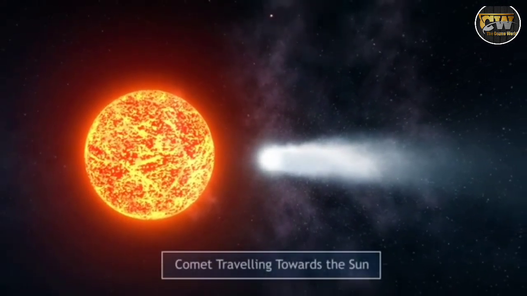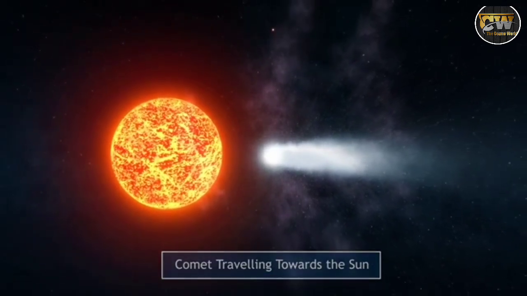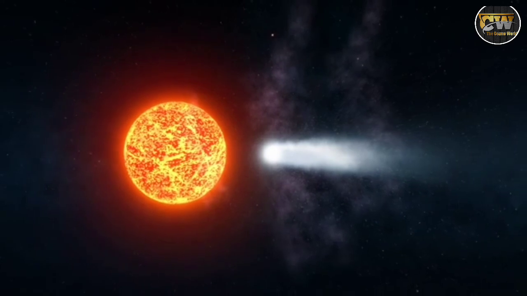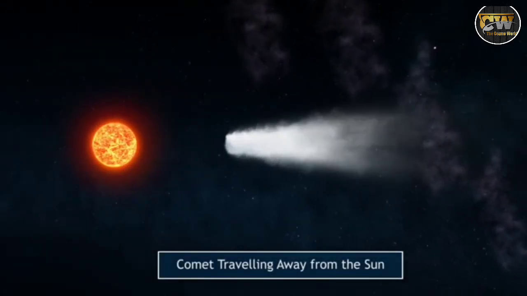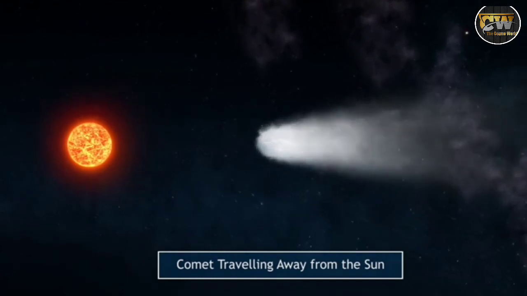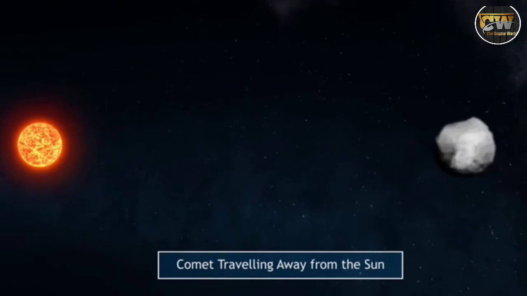So, if a comet is traveling towards the sun, then the tail will follow behind and will become longer. But if the comet is traveling away from the sun, the tail will be in front of the comet and becomes shorter as the comet again freezes.